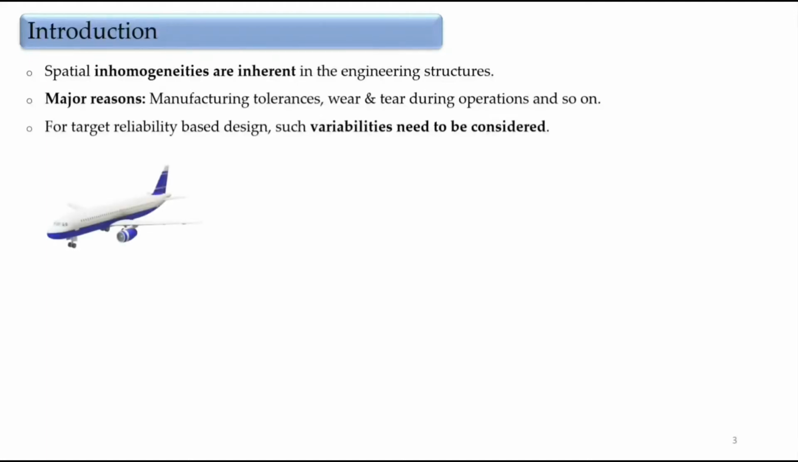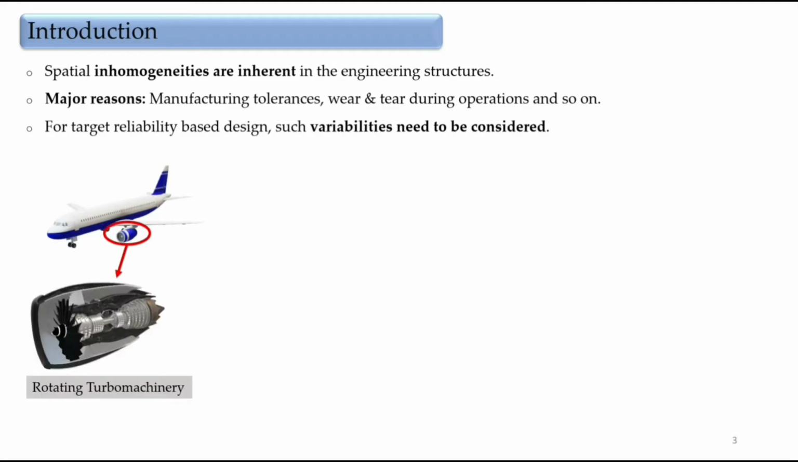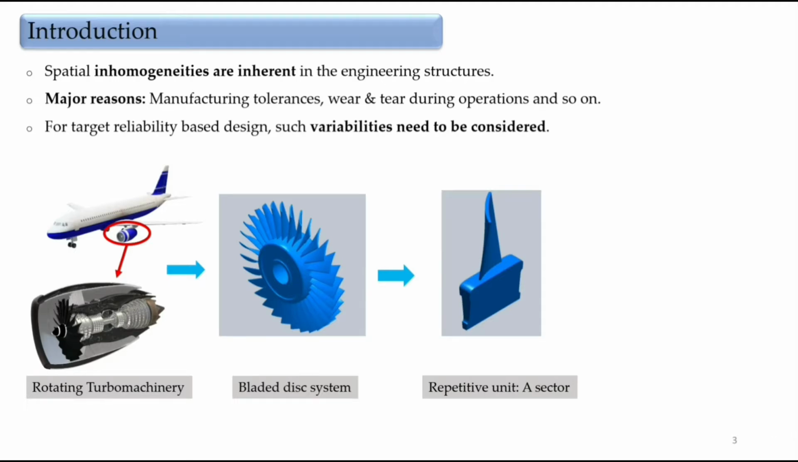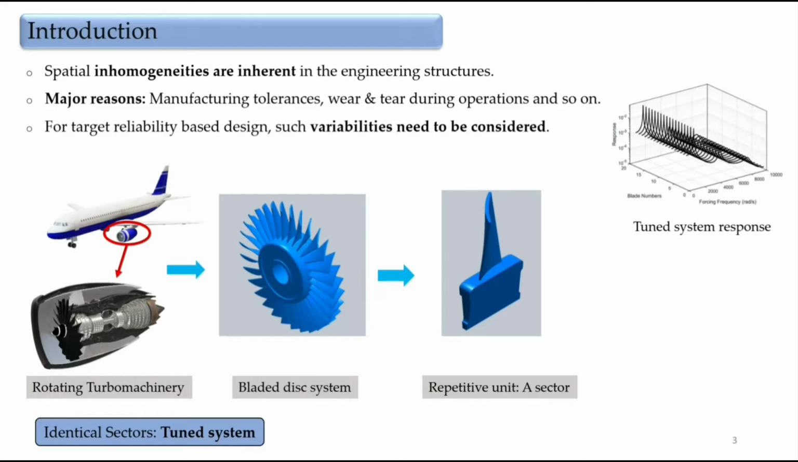If we look at this aircraft, one of the important component is this rotating gas turbine, which consists of a series of bladed disk system, which we can further thought of as an assembly of a repetitive unit called sector. At design stage, these sectors are identical and called as a tuned system, whose typical response will look like this, where all the blades have identical response.